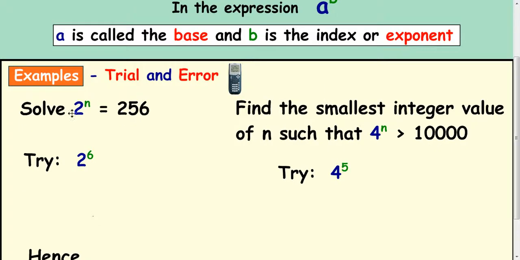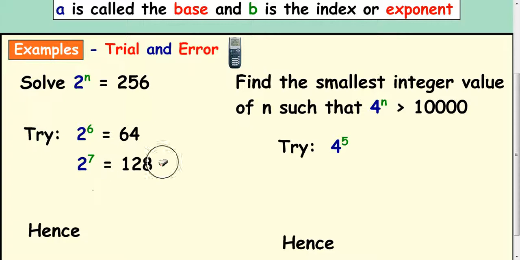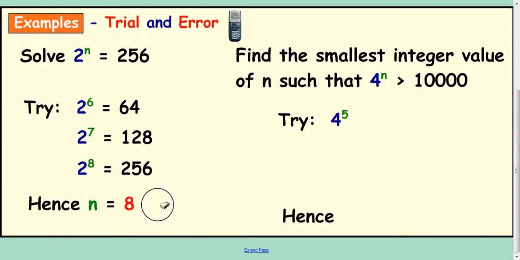Now, if we want to solve something like 2 to the power of n equals 256, at the moment the only way to do this is to use trial and error. So you would pick a number, try it out. In this case I've used 6, so I'll put that into my calculator, 2 to the power 6, and you get 64. That's obviously too low, so you might want to try 7. Try that, and you get 128. Try one up, 2 to the power 8, and 256, bingo, so we've got n equals 8.